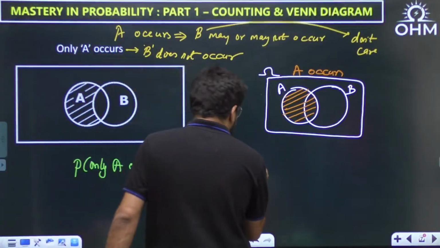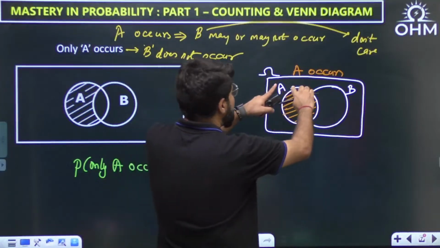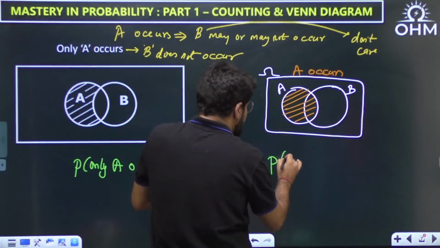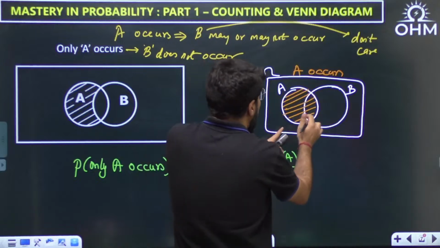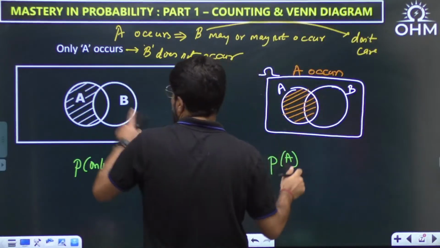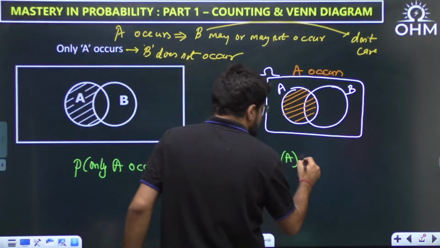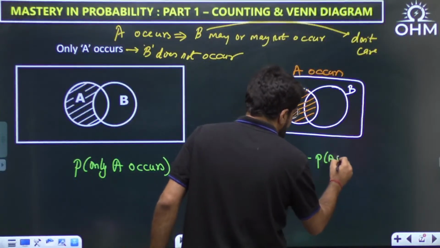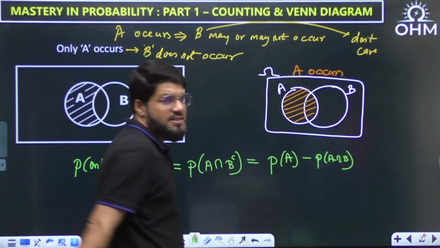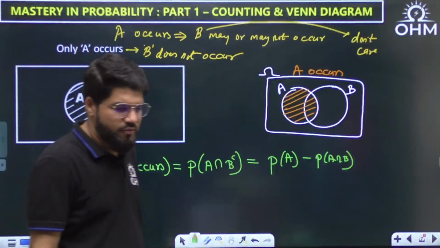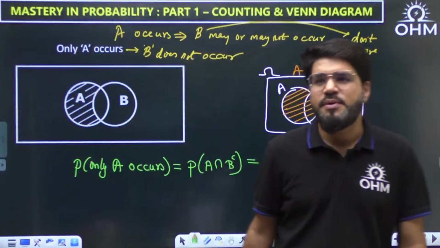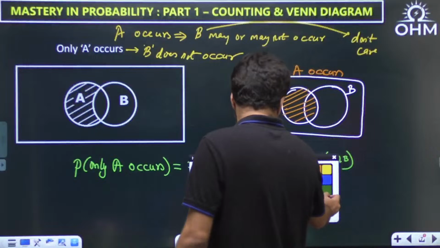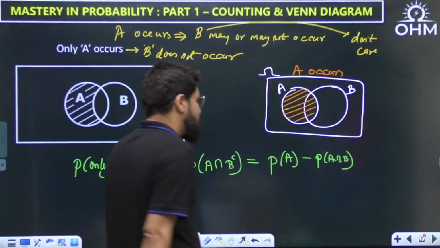And what is the simple formula for it? The simple formula is: take the total probability of A, out of which subtract this common portion. This common portion, of course, is known as the intersection. And hence this is the formula for you: P of A minus P of A intersection B.